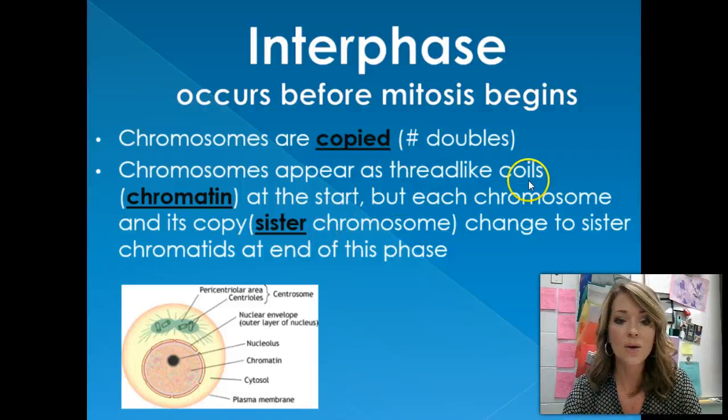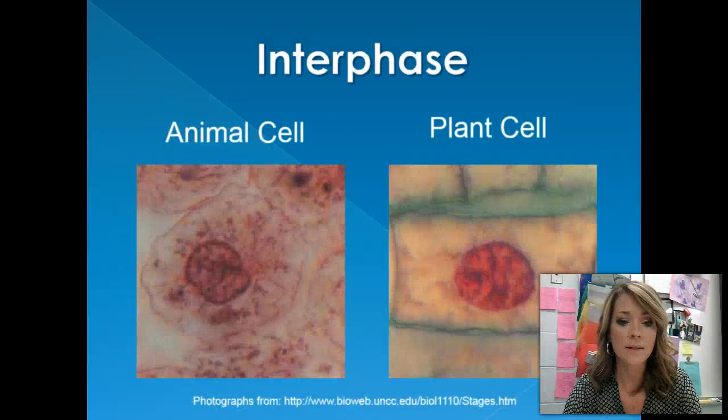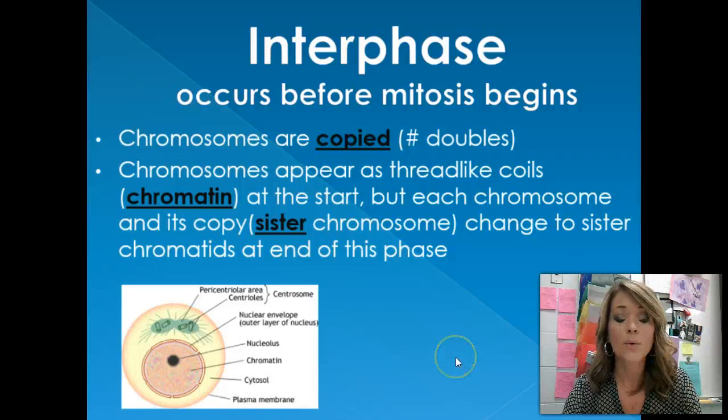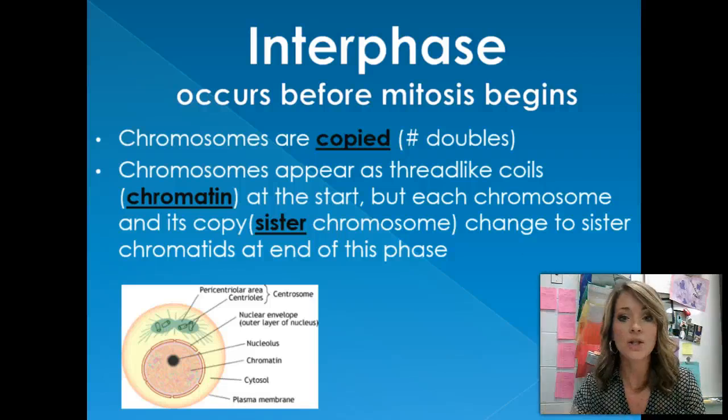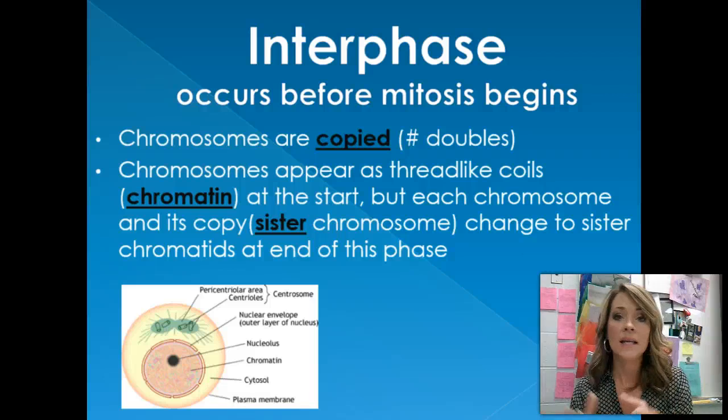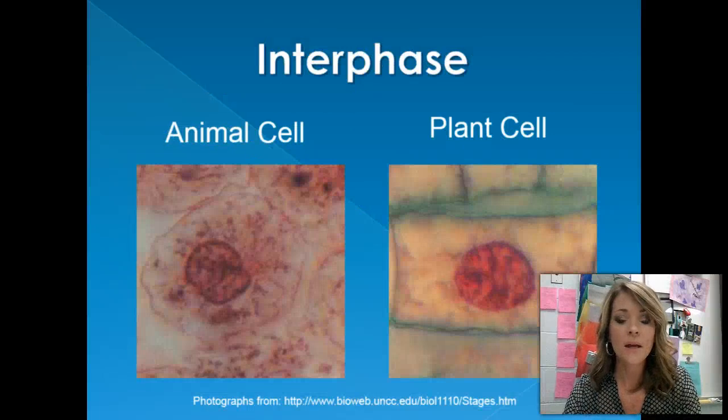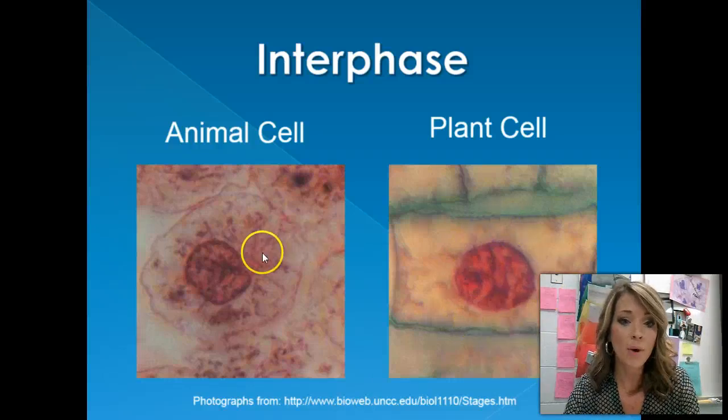So you have these thread-like coils that are chromatin at the start, but then each chromosome is going to copy, and so it's going to have its sister chromosome. And then towards the end of this phase, they're going to change into chromatids. So they're going to condense, that DNA is going to condense into those little X-shaped chromatids. Here's a picture of interphase in both a plant cell and an animal cell. So you can see the nucleus. You can see there's a nuclear membrane that's containing the nucleus.